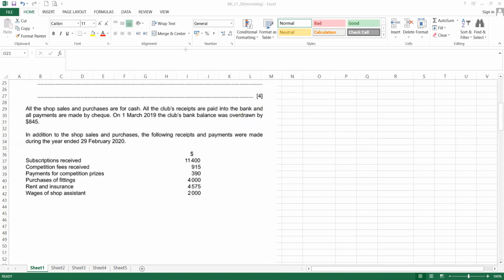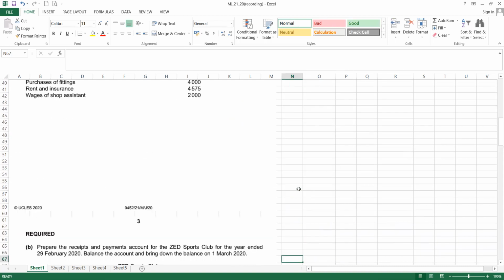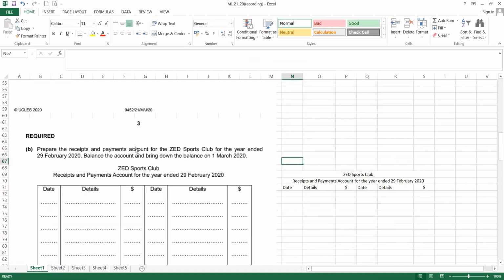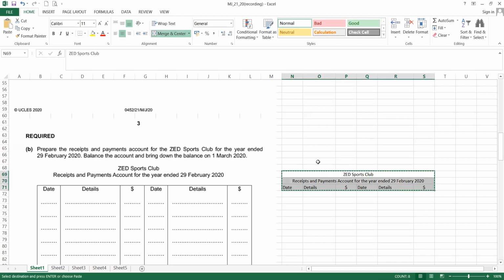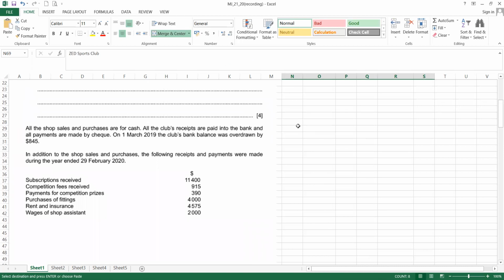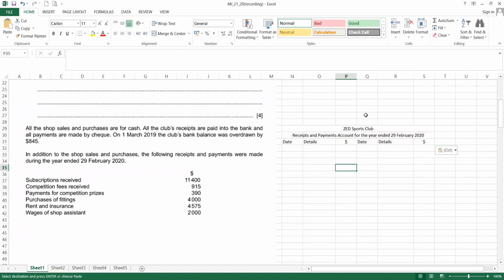Okay, now let's move on. Prepare the receipts and payments account for Z Sport Club for the year ended 29 February 2020. Balance the account and bring down the balance on 1st March. So I just copy this one here so that it's easier to do the accounts. The first sentence says that on 1st March 2019 the bank was overdrawn, so this is the one that we need to fill in first. Overdrawn means it's a liability, and liability is on the credit side.